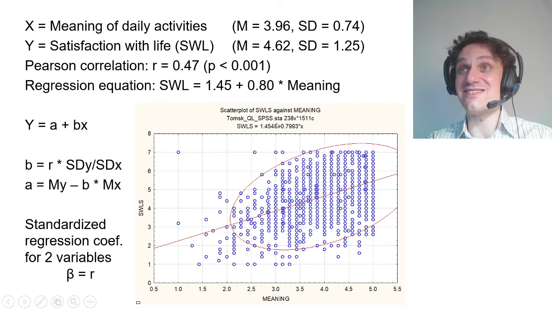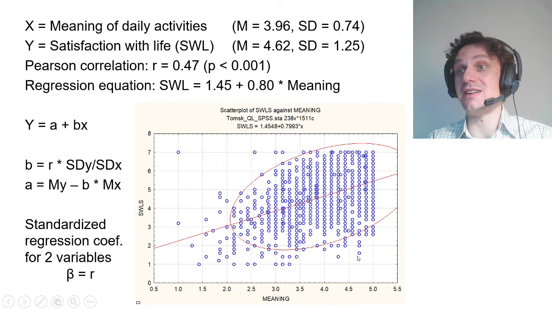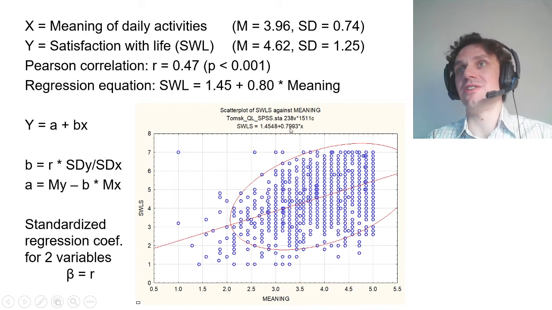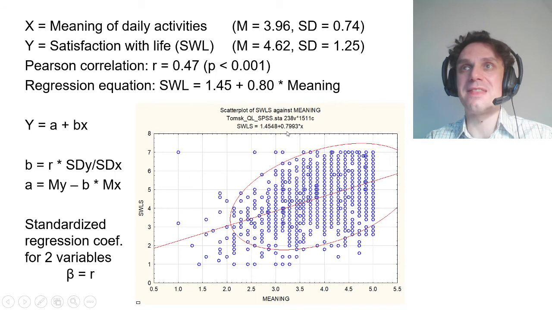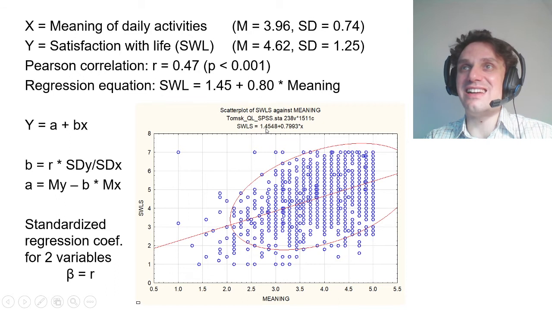But of course, these exact numbers don't really have much substantive meaning because they depend on the scale in which this variable is measured. So this slope, or unstandardized regression coefficient, depends on how many response points are on this scale. And if it was from 1 to 7, for example, it may have been smaller, not 0.8, but maybe 0.5 or something. And this intercept, again, also has no substantive meaning because it corresponds to life satisfaction given the meaning of daily activities of 0.